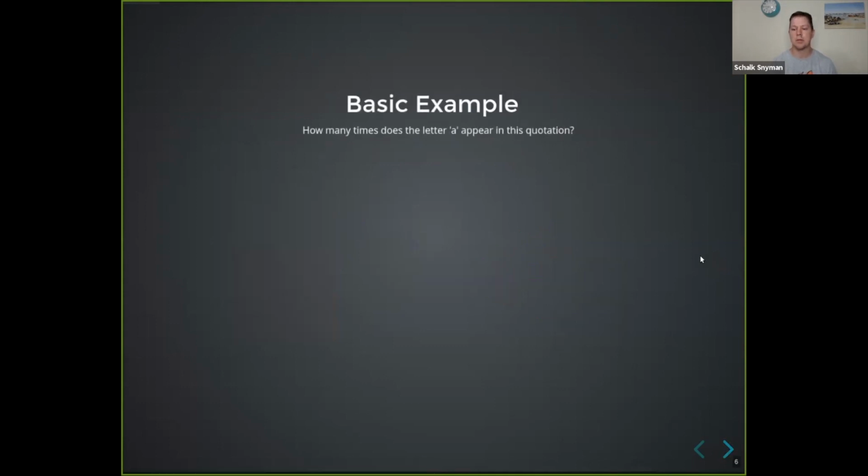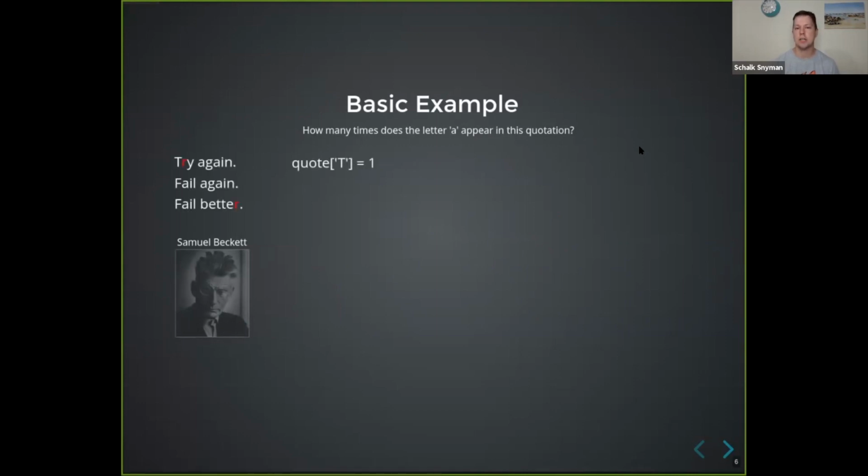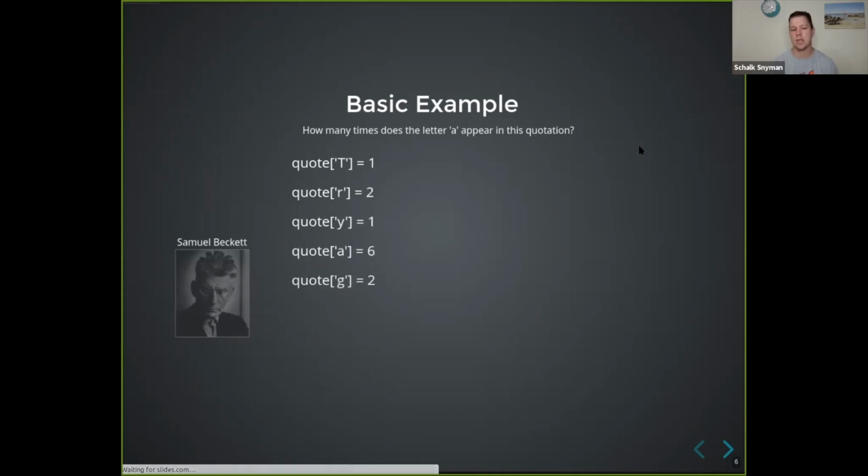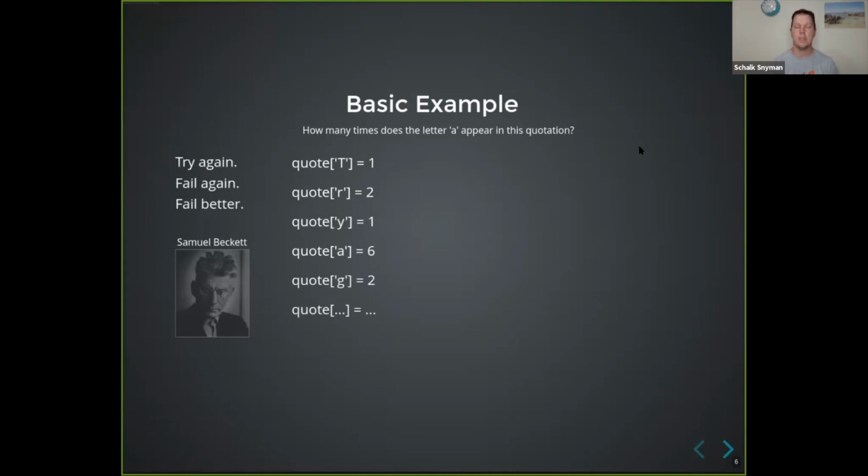So let's look at an example where we are tasked to find how many times the letter A appears in this quotation by Samuel Beckett: "Try again, fail better." If you look at the T's, it appears 1 time, the R's appear twice, the Y appears 1 time, the A's appear 6 times, and the G's appear twice. So we can go through the whole quotation, get the count for each unique letter, and store that in our dictionary.